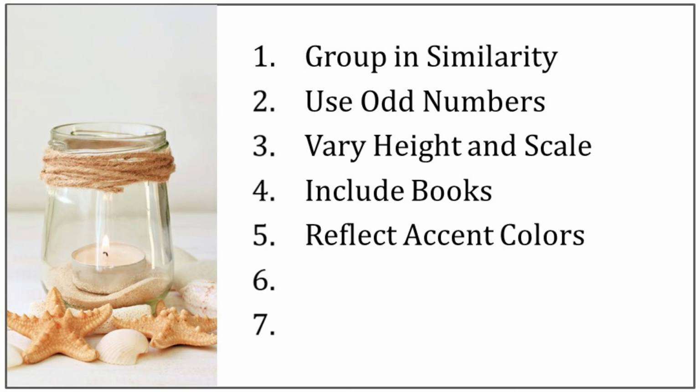Fifth, I try to ensure that some of the accessories in the room reflect one or more of my room's accent colors, as repetition of color is important to creating harmony, another important design element. Sixth, I usually include something from nature, such as flowers, plants, driftwood, etc., as these items naturally add a feeling of warmth to the display.